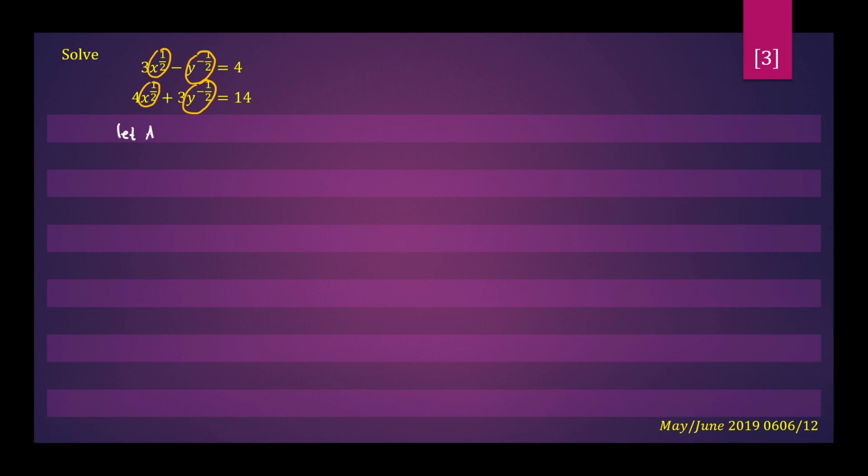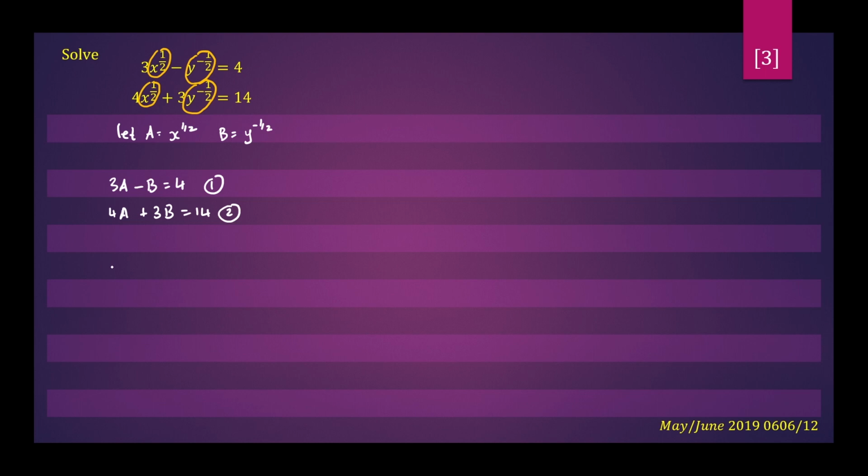Let's let a equal x to the half power. And we'll let b equal y to the power negative a half. So let's substitute a and b into the equations. We'll have 3a minus b equals 4. This is equation 1. And we'll have 4a plus 3b equals 14. That's equation 2.